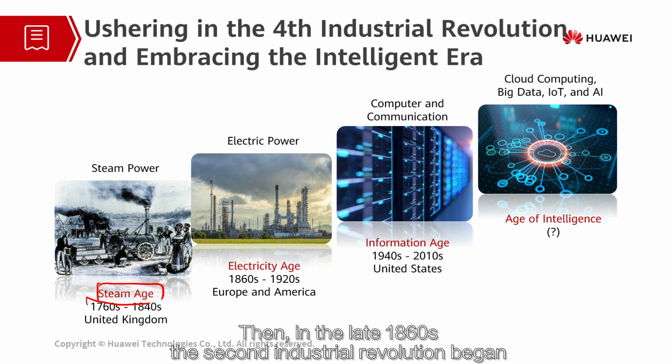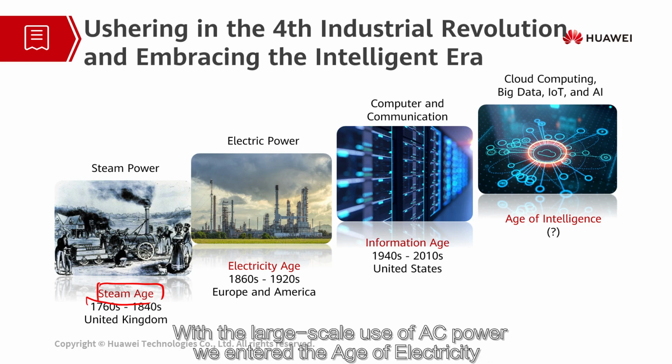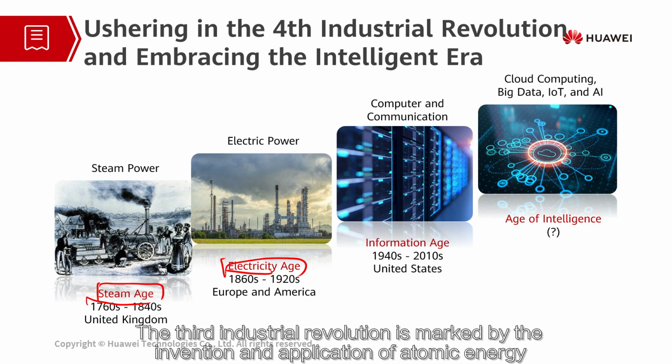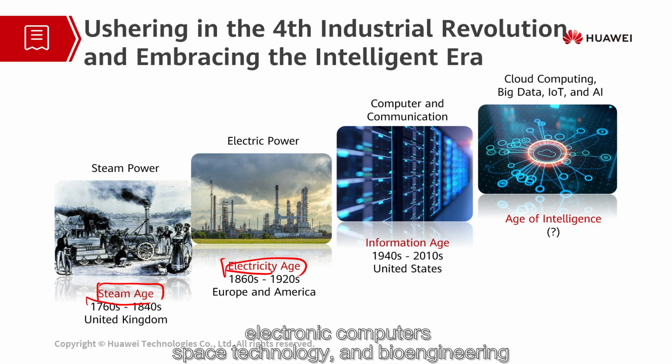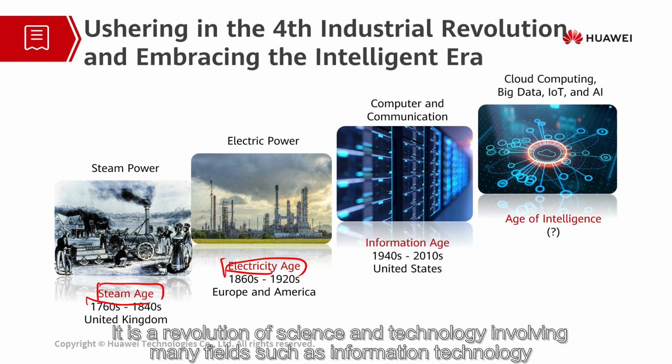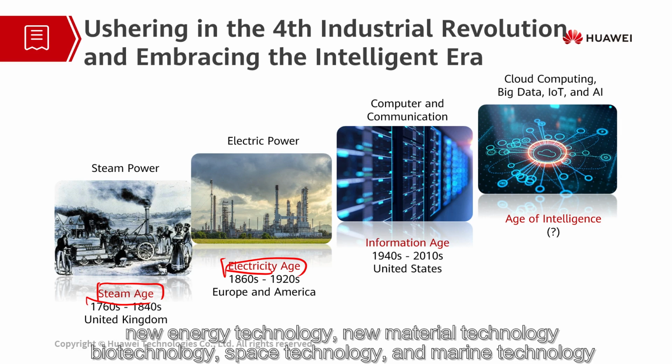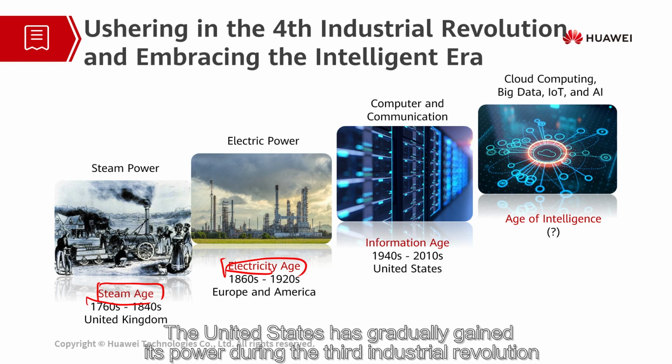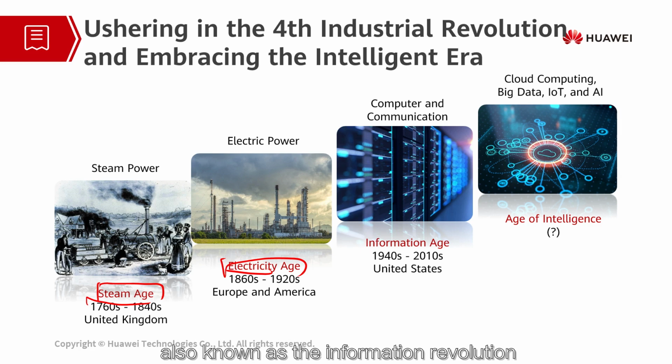Then, in the late 1860s, the second industrial revolution began. With the large-scale use of AC power, we entered the age of electricity. The third industrial revolution is marked by the invention and application of atomic energy, electronic computers, space technology, and bioengineering. It is a revolution of science and technology involving many fields such as information technology, new energy technology, new material technology, biotechnology, space technology, and marine technology. The United States has gradually gained its power during the Third Industrial Revolution, also known as the Information Revolution.